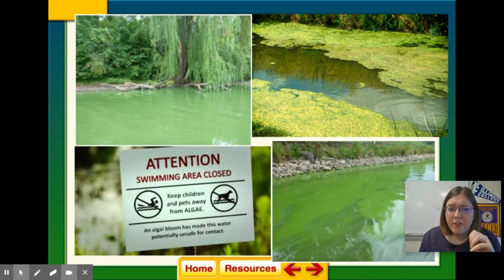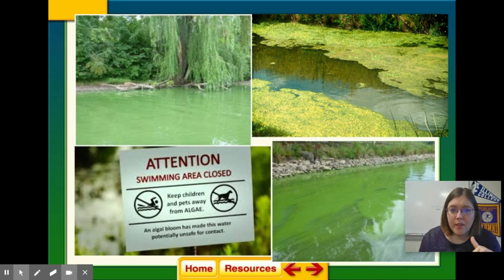So I found some pictures off of Illinois.gov of one of the signs at the bottom left that they posted. It says swimming area closed. An algal bloom has made this water potentially unsafe for contact. And then the other 3 pictures are some possible algal blooms, right?